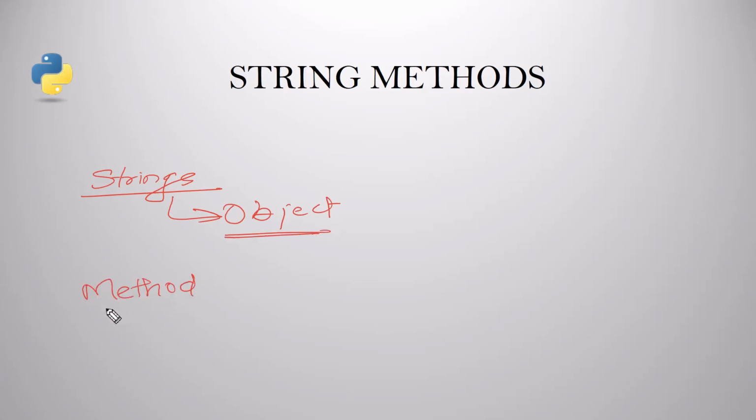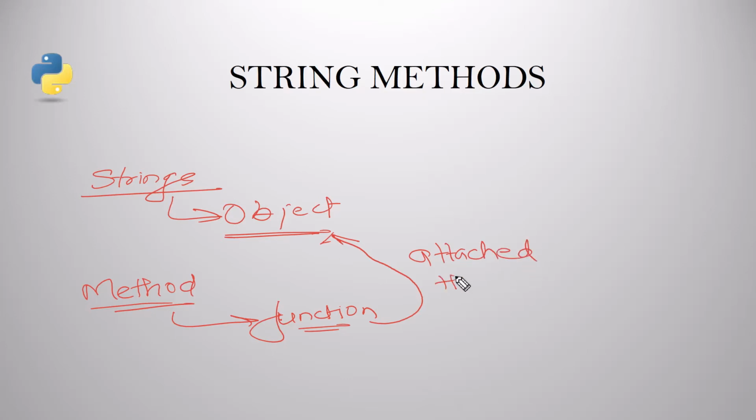So when we say string methods, it means strings is an object and method is a function that is attached to this object.